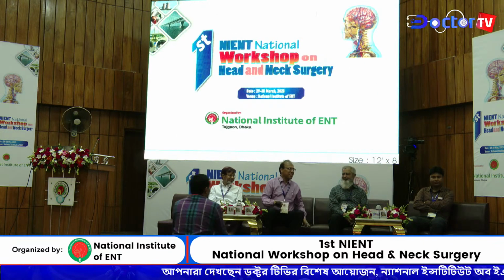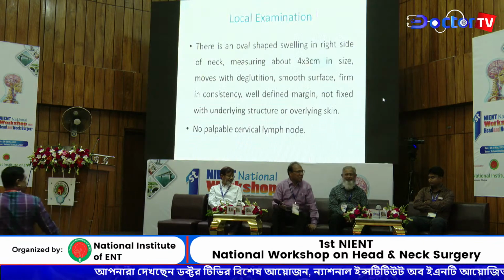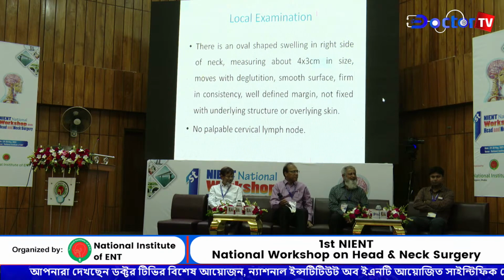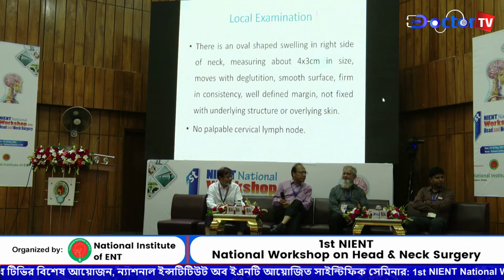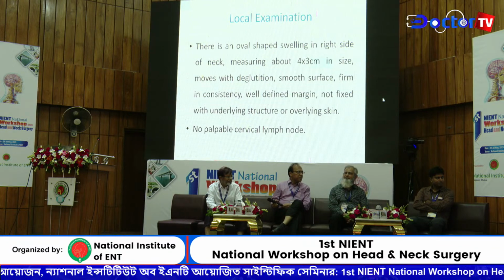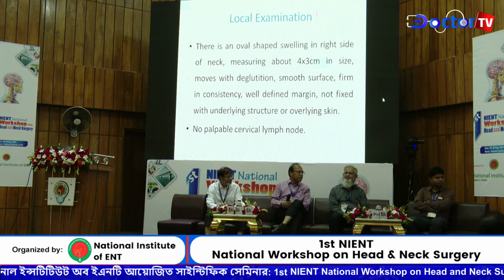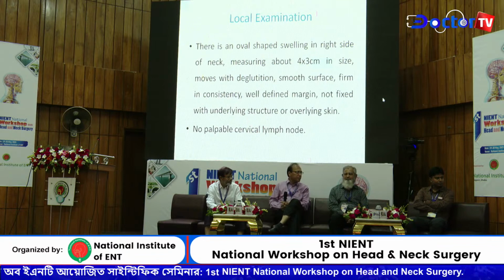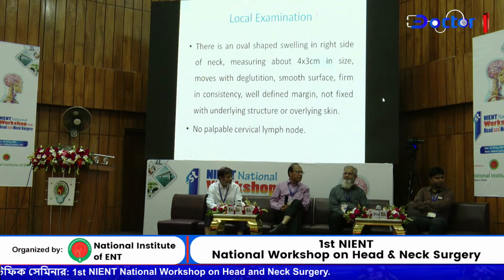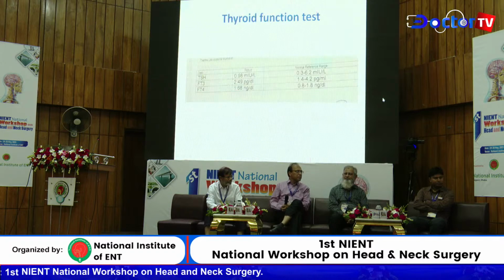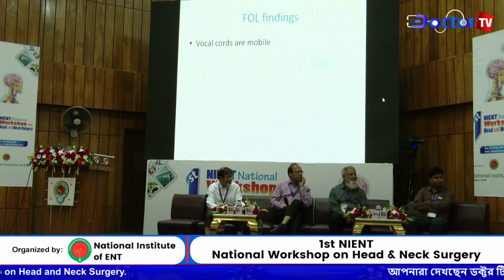for the last 3 years. On local examination, there is an oval shaped swelling in the right side of the neck, measuring about 4 by 3 centimeter in size, moves with deglutition, smooth surface, firm in consistency, well defined margin, and not fixed with underlying structure and overlying skin. No palpable cervical lymph node is found. On thyroid function, the patient is euthyroid. Both vocal cords are normal on FOL.